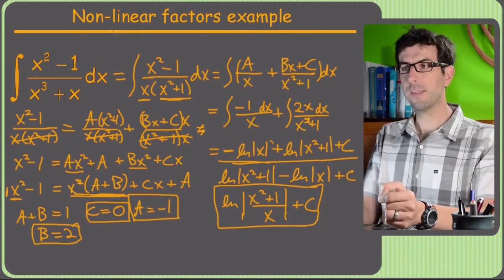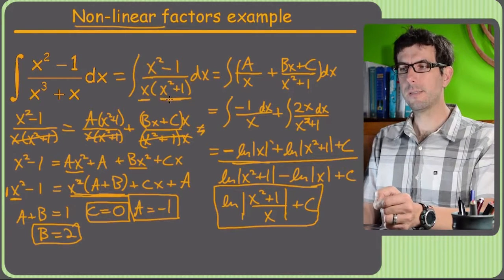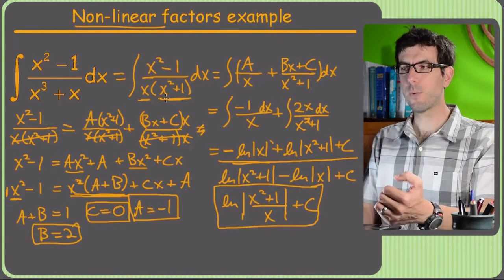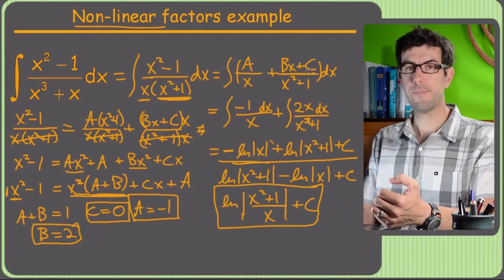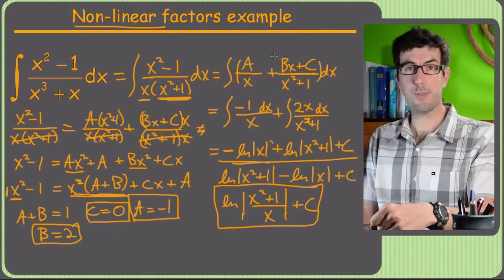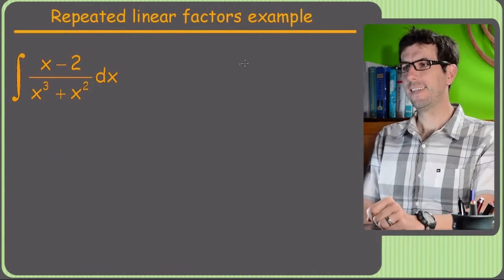So the key point on this nonlinear factors is because after we factored the denominator, we had an x squared term, and therefore we had to put this bx plus c instead of just a b or something. So that was the big trick on that one. Stick around.